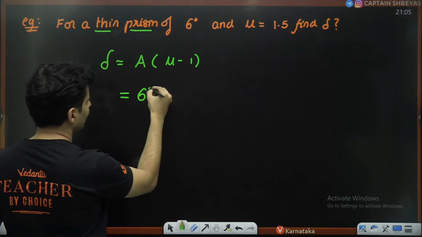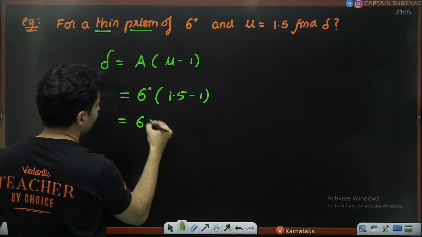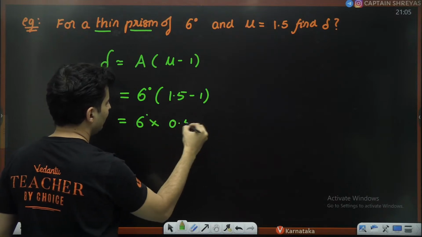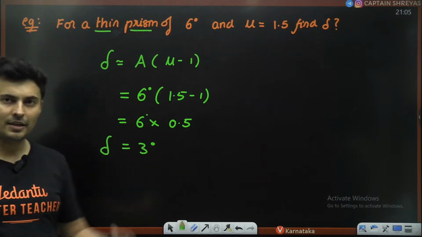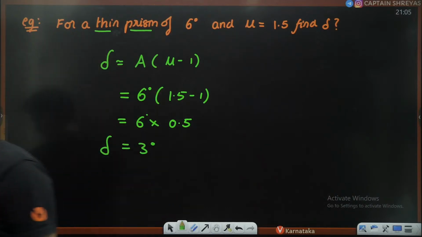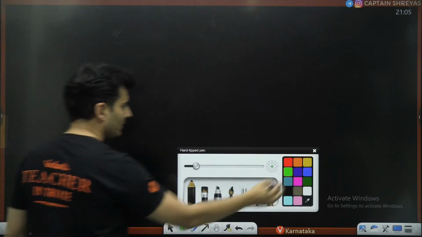Angle of prism is 6 degrees, refractive index 1.5 minus 1. So 6 degrees into 1.5 minus 1, which is 0.5, so it will be just 3 degrees. So the deviation is just going to be 3 degrees. Cool. Let's go to the next question coming up on your screen.